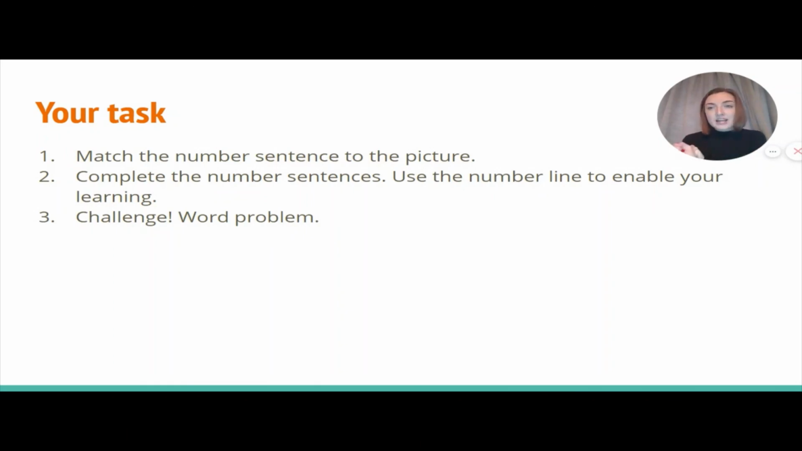As always, there's a challenge on there. Yesterday, we had the most children we've ever had do the challenge, and I am so impressed. So let's see if we can beat that number today. Well done, everybody, and enjoy your counting in fives.